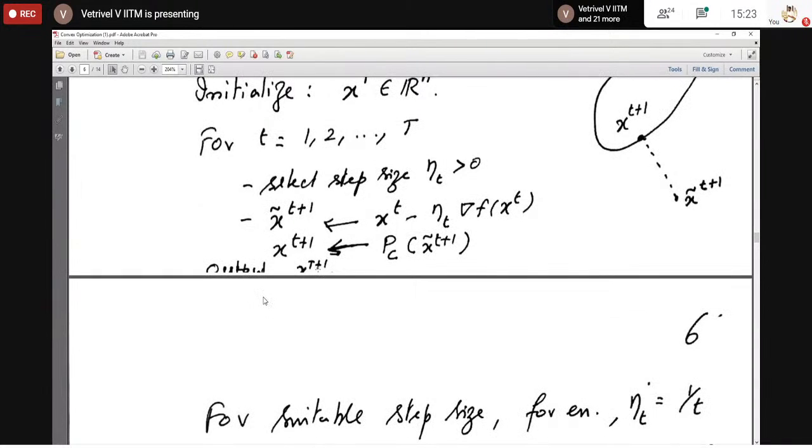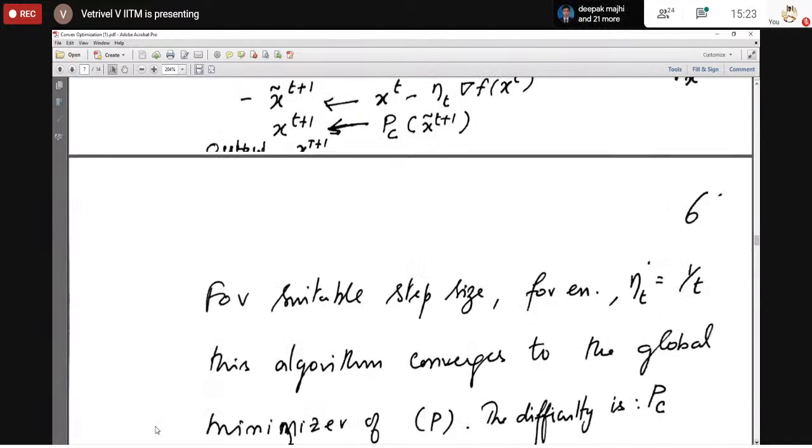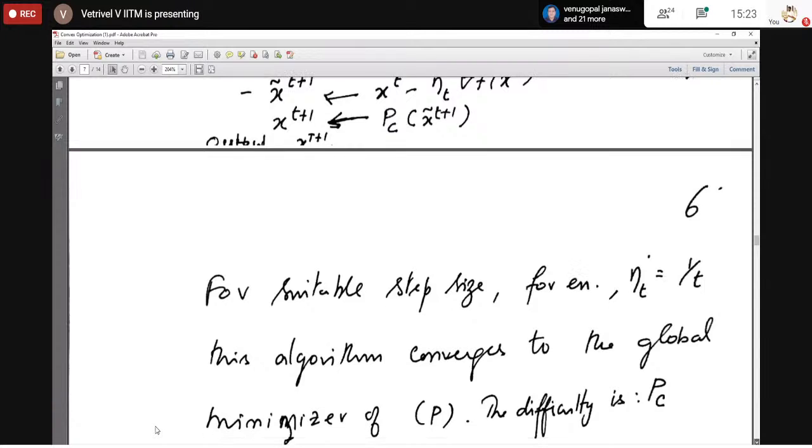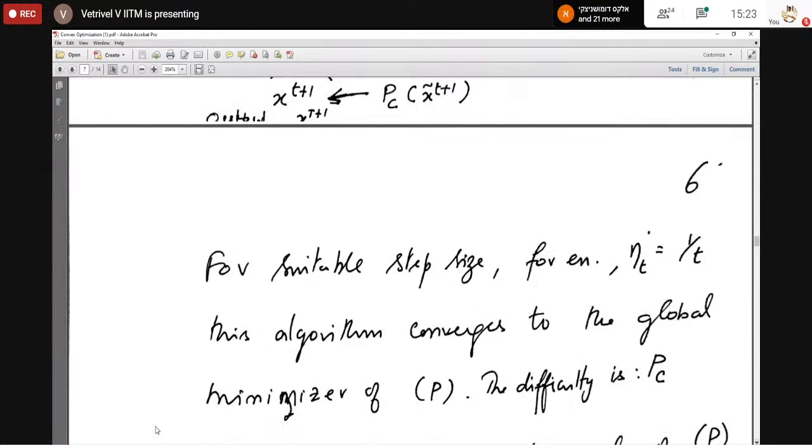X capital T plus 1 is the final iteration. As I said, the algorithm will converge. There is a proof that the algorithm converges to the global minimizer, because as I told you, a local minimizer is a global minimizer in this case, because it is a convex program. The difficulty in this case is how to compute the projection point, so that's the only difficulty lying here. That is why I said it's not a very effective method.